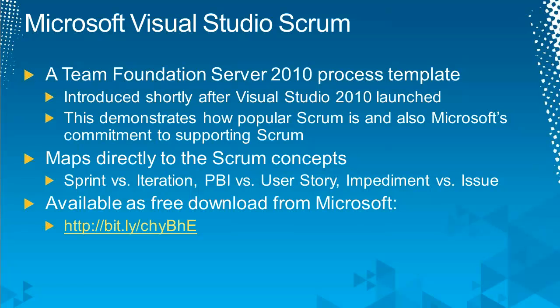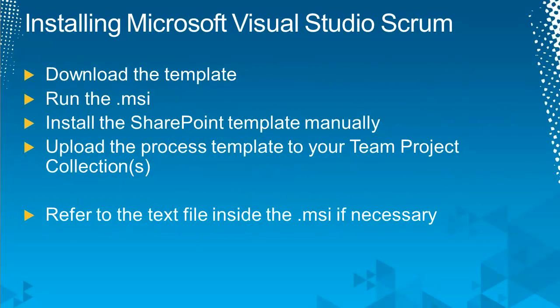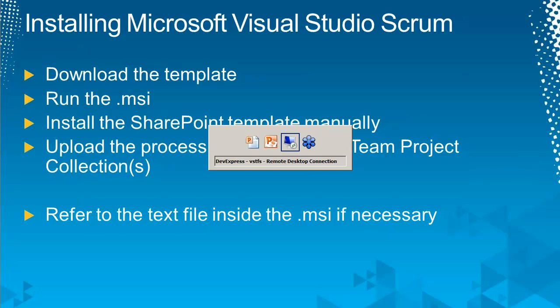Let me bounce over and actually show you this right now. The act of installing it is just downloading it, running the MSI, and installing the SharePoint stuff manually. There's a template there that will actually set up your process's project portal with the look and feel and the dashboards for the way the Scrum template defines it. And then we'll upload it into our team project collection. So let me just go demo this real quick.